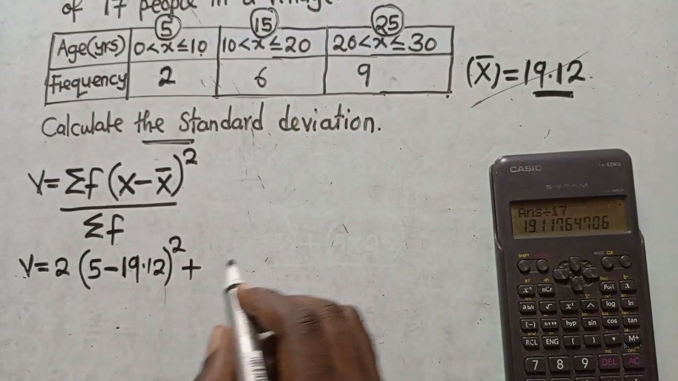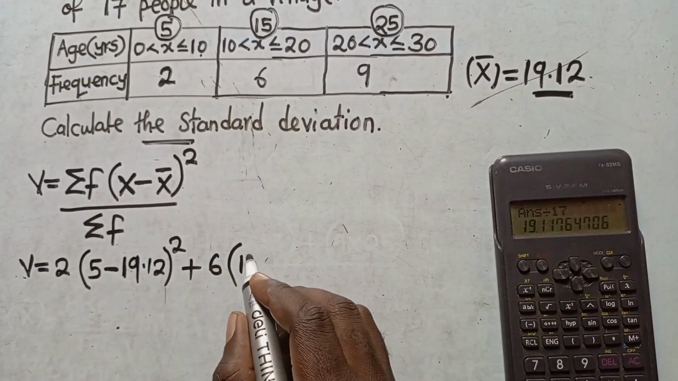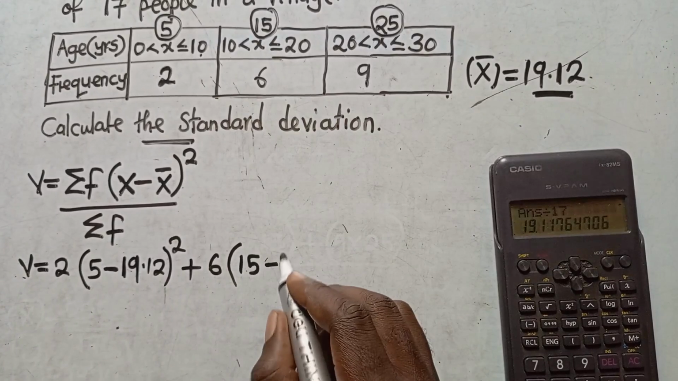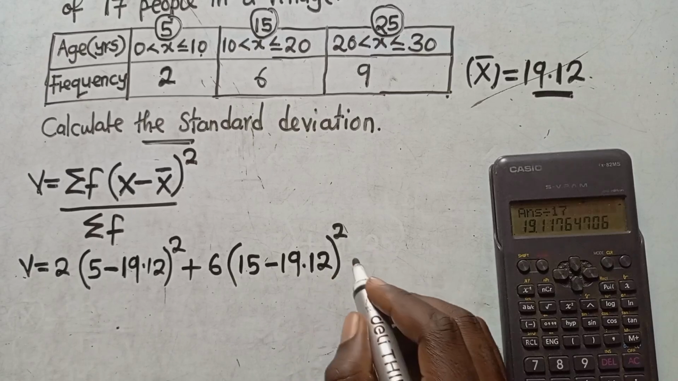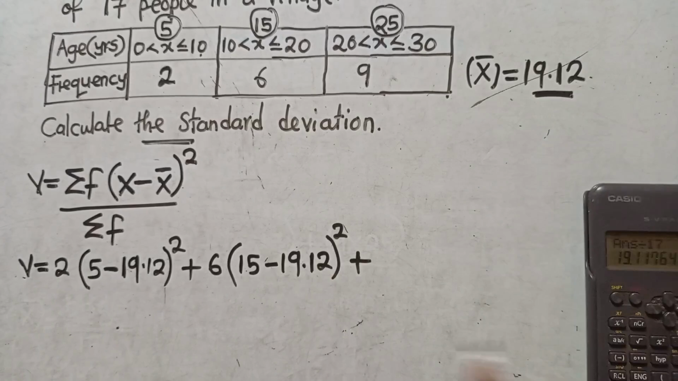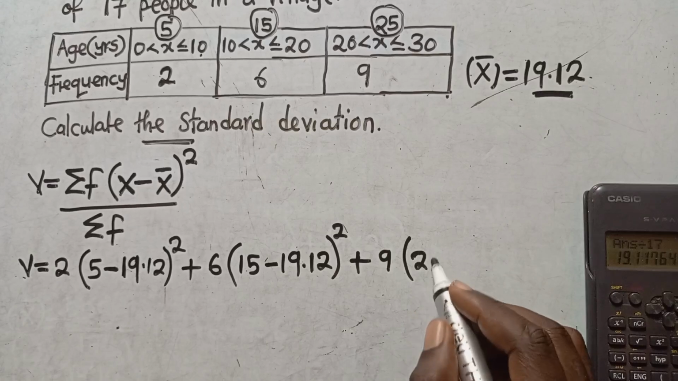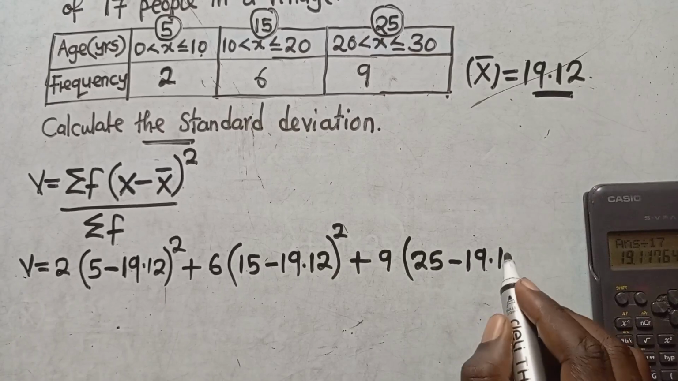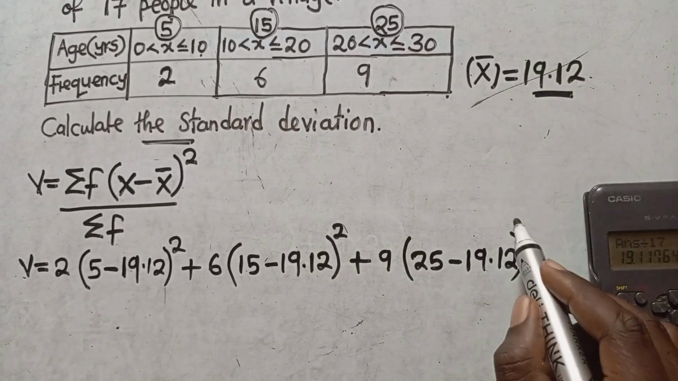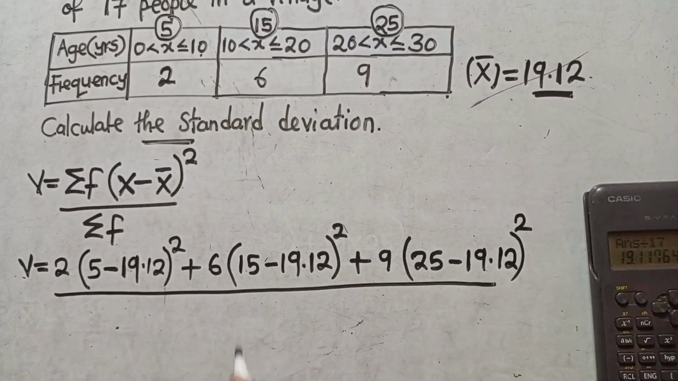I move here. That is 6 frequency. Open bracket, 15 midpoint minus mean 19.12 squared, plus. I'll just be doing it like this. 9, open bracket, I've got 25 minus mean 19.12. I guess you're following. Squared. Over total frequency, which is 17.